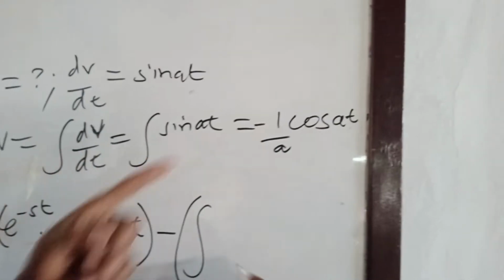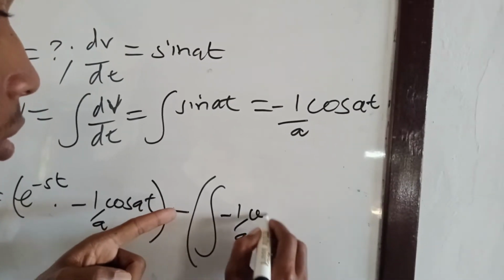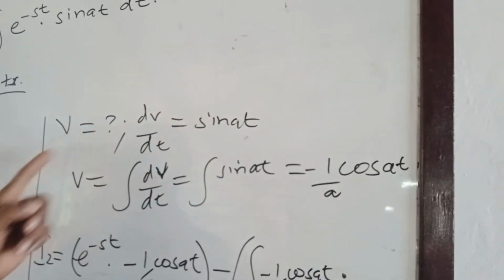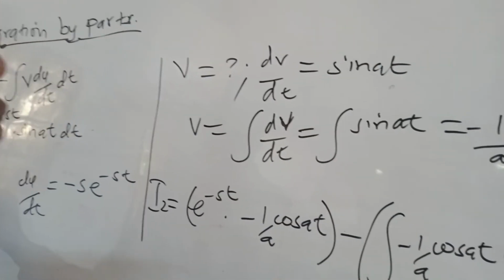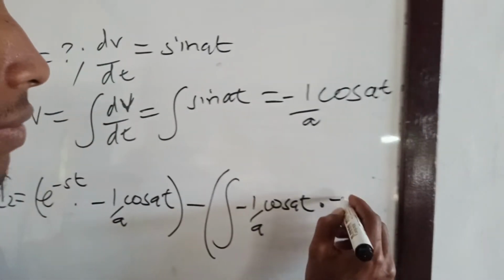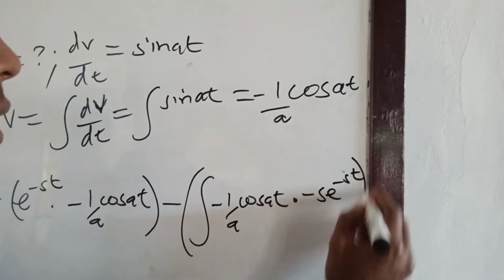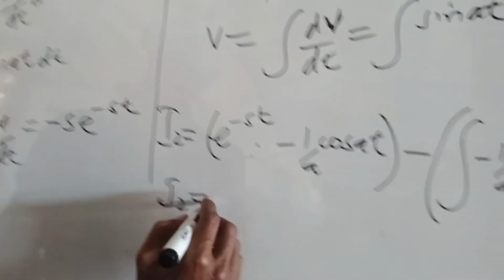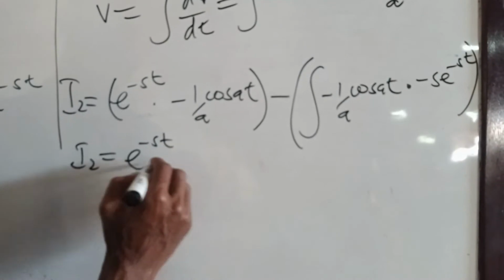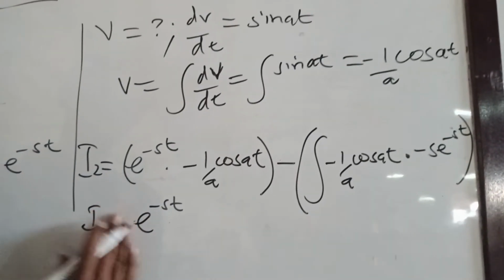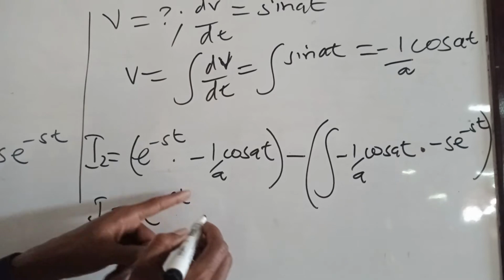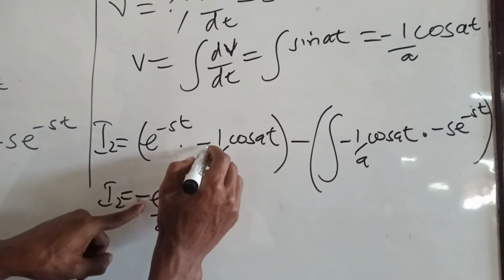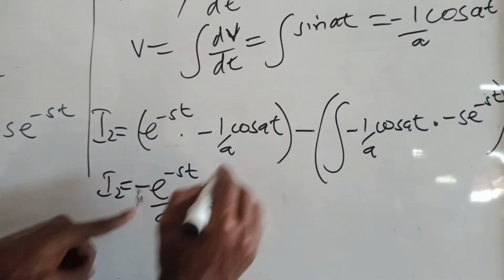We have our v again, negative 1 over a cos at. You multiply by our u du over dt, which is negative s e minus st. So now we open the brackets. I2 will be equal to e minus st, that is negative e minus st, this is e over a, this negative is this one, cos at.